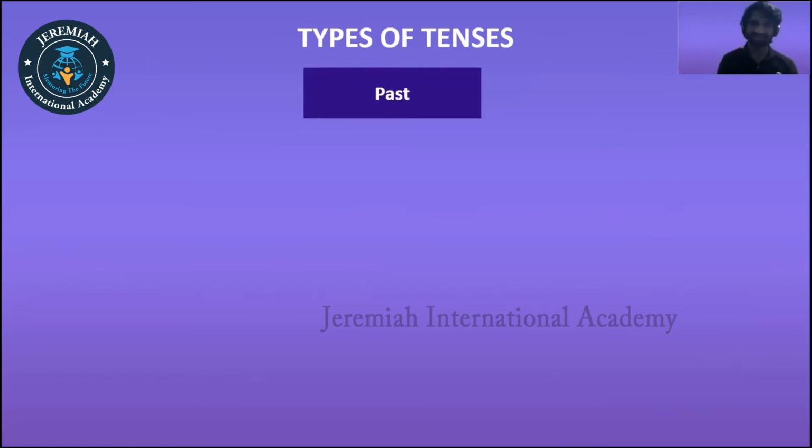You learn tenses first as a base. Okay, so let's go in order with past tense. What is there in past tense?